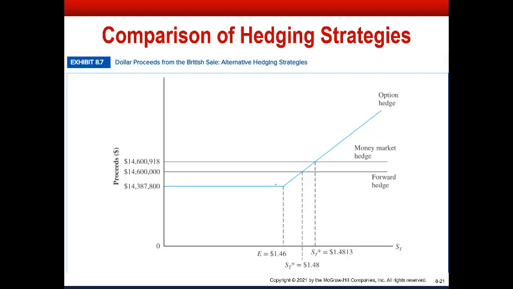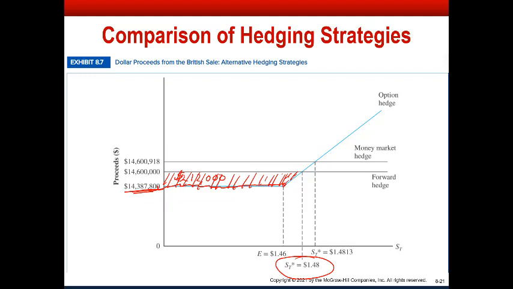Notice the blue line here, the option hedge. This right here represents the amount you paid for the option, and if the future spot price of the pound is below our break-even price, you're going to lose the cost of the option. So this rectangle represents the $212,000 total cost of the option. But you cap your downside losses here. Your minimum proceeds is going to be the 14.38 mil.